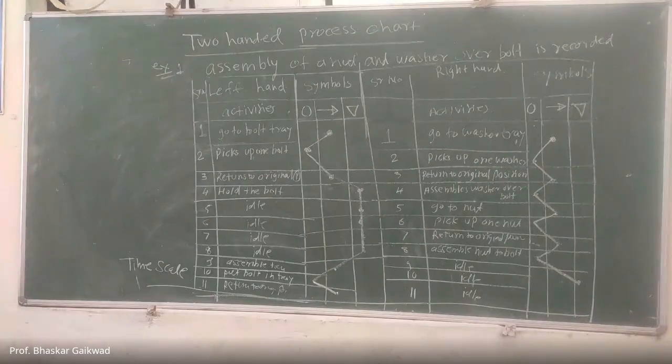Wall watch is there, hand watch is there, carburetor assembly is there, small IC engine assembly is there, gearbox assembly is there, then chain assembly is there. So you can take any examples related to assembly because in assembly, repetitive activities are there. So in your GATE exams or objective type questions related to this, we can use the two-hand process chart.